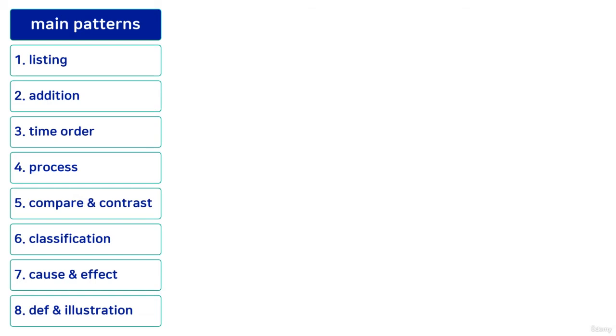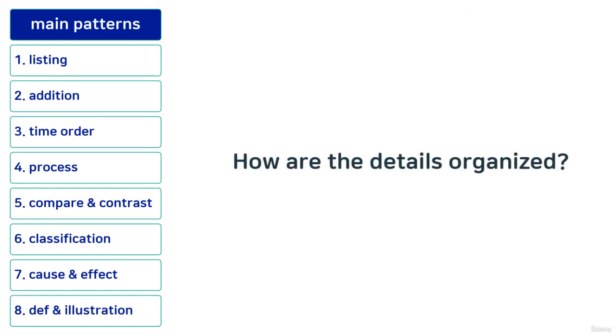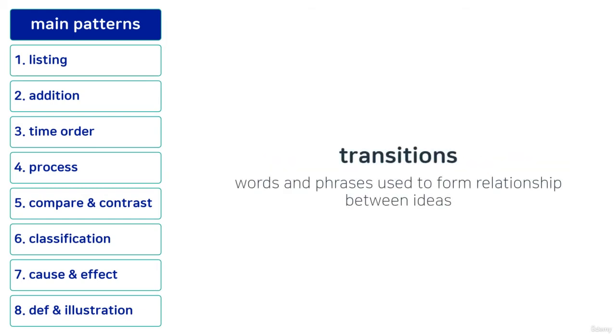Now, the next question is, how does an author organize the details in these patterns of organization? Well, an author uses certain words and phrases to organize the details in these patterns, and we can refer to these words and phrases as transitions. A transition is a word or a phrase that helps to form relationships between ideas.